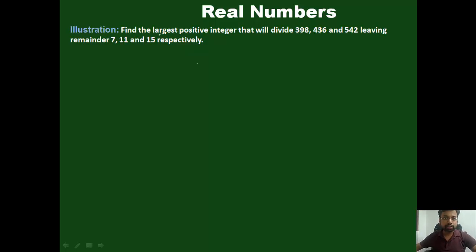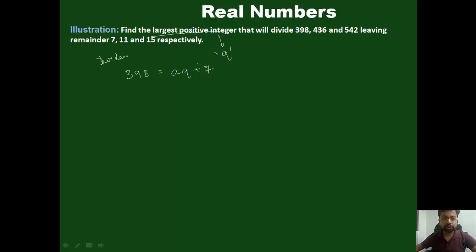Now we have to find some integer, the largest integer. Let this number be q. So what if we state this written statement in the form of mathematical equations? We have to find a number q such that it divides 398 to give a remainder 7. So the divisor is going to be q, the dividend is 398, the remainder is 7, and the quotient, let it be a. This is what Euclid's division lemma was, right?